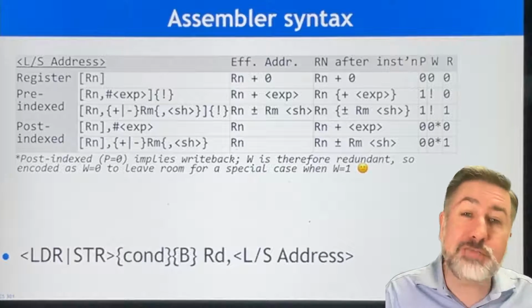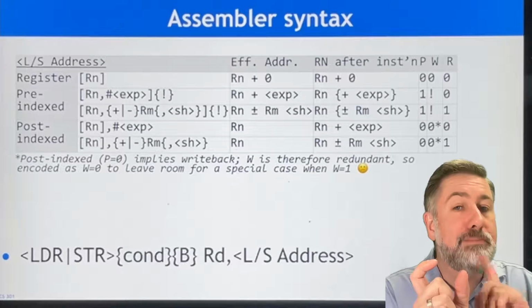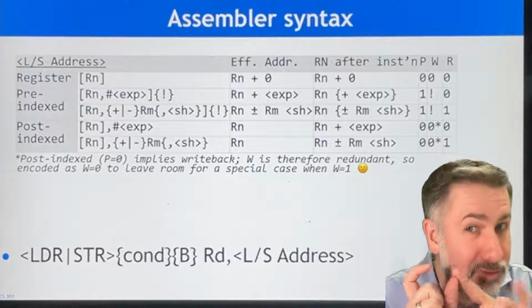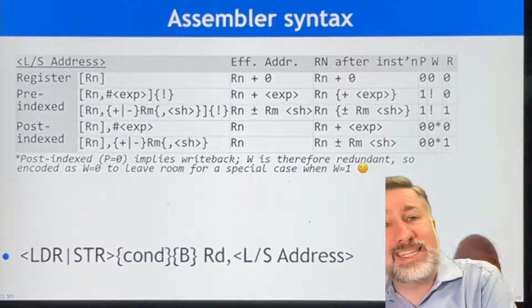And then the third option is post-indexing, where the register contains the effective address, but then you modify it after you use it by some value. Those are the three options. So let's do some examples of that.